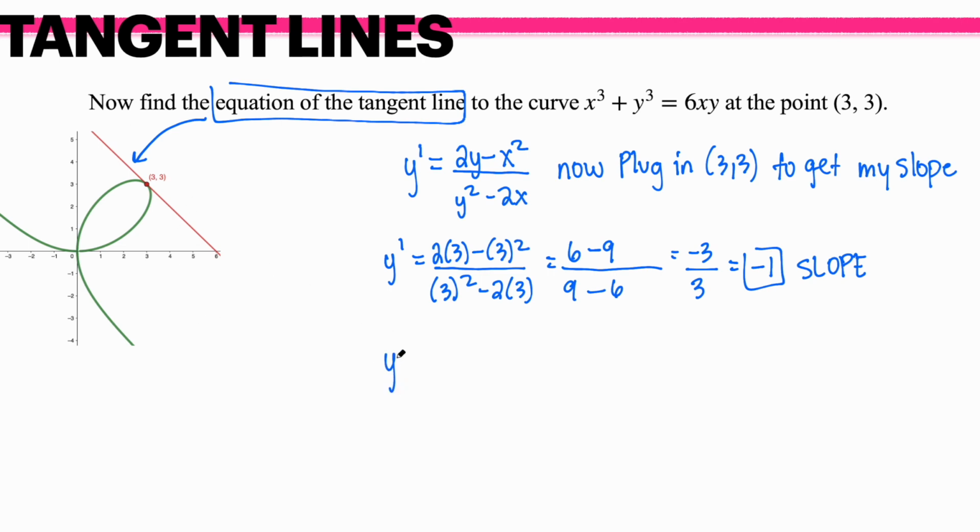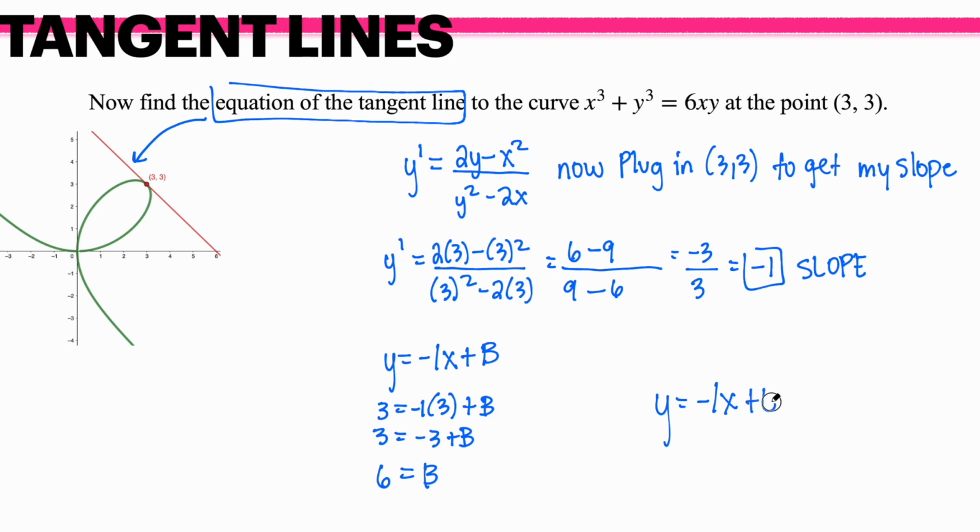So therefore I know that it is negative 1x plus b. And to find b, I'm going to use the point (3, 3) again. So I'm going to plug 3 into y and 3 into x. So I'll get 3 equals negative 3 plus b. So b equals 6. And therefore my final equation is y equals negative 1x plus 6. And again, that represents the equation of this tangent line.